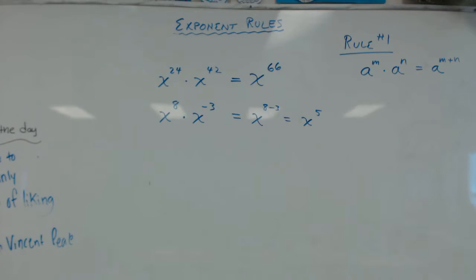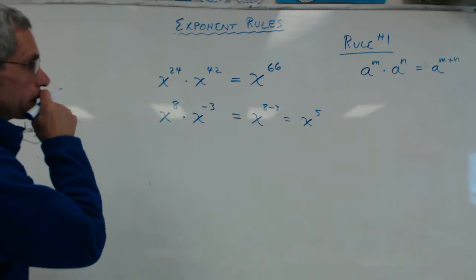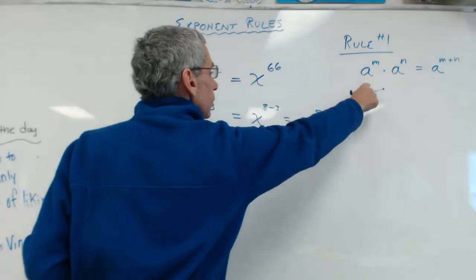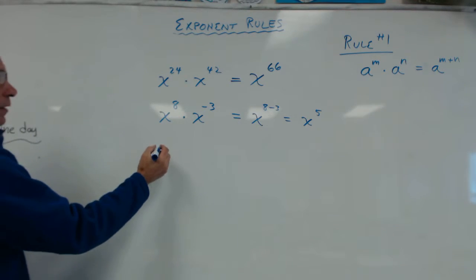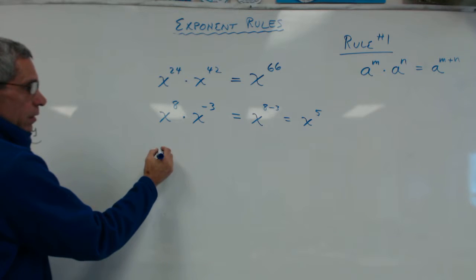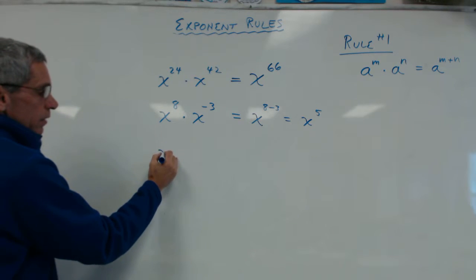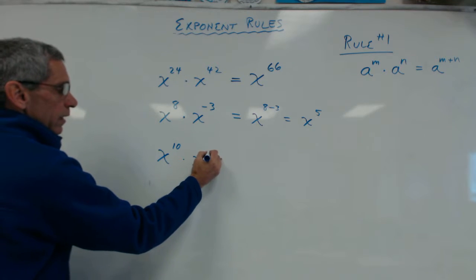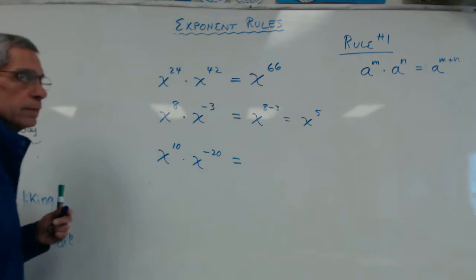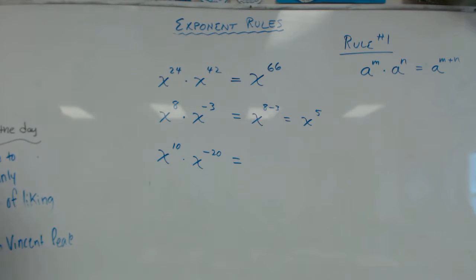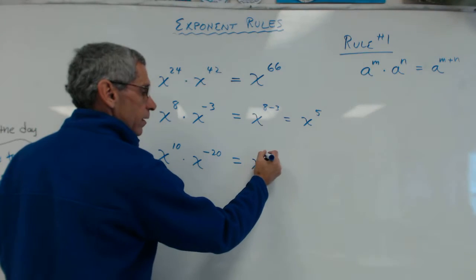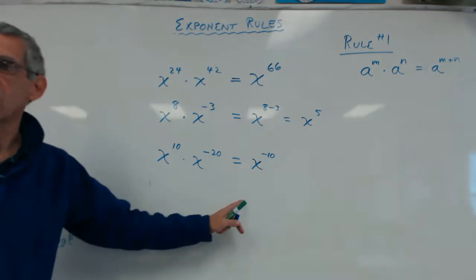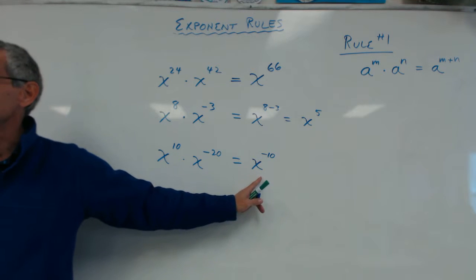So make sure you're writing these down, all these problems, so that you can see what we're doing. And write that rule, so you're used to that, because you'll see that again and again. How about I gave you this? X to the 10 times x to the negative 20. X to the negative 10. Eventually, we're going to talk about another rule that says you can't leave your answer like that.